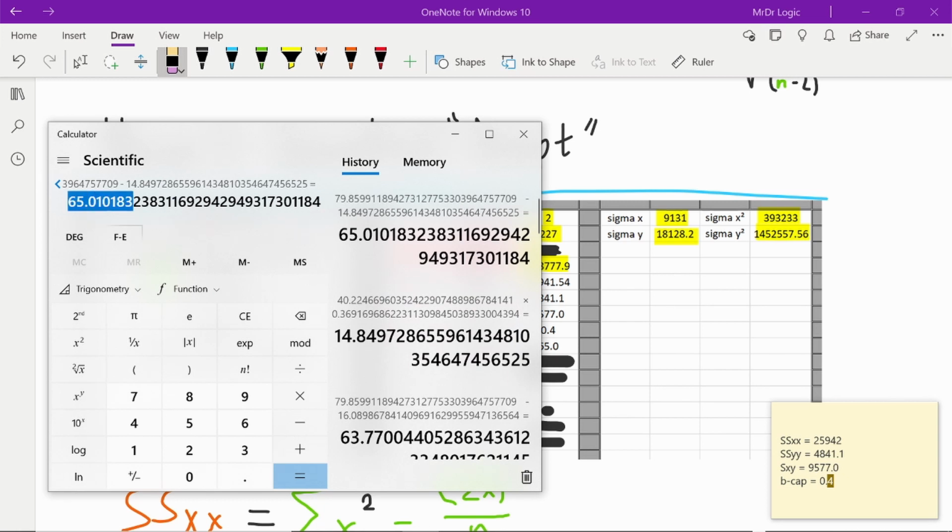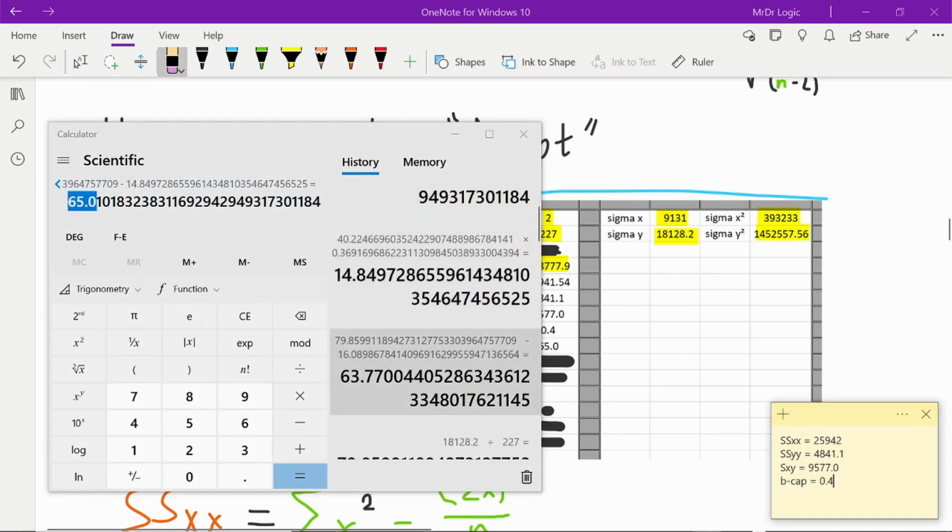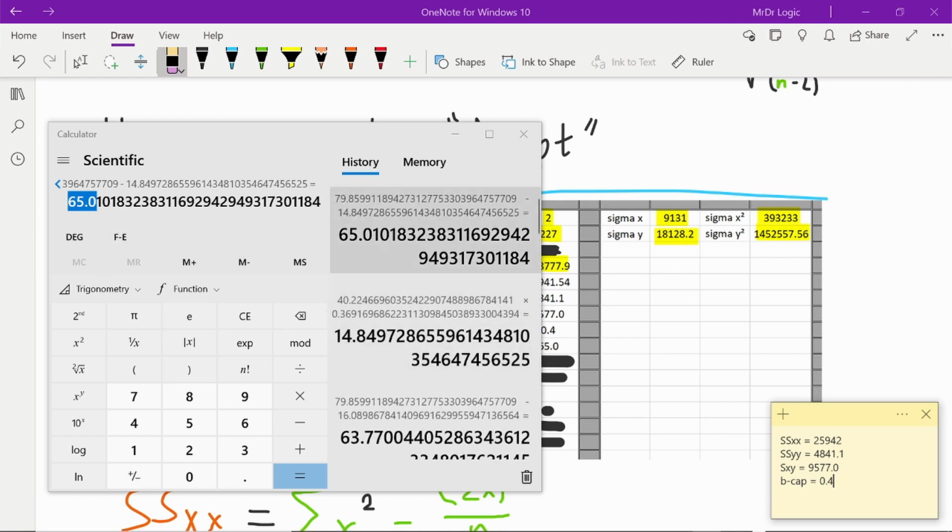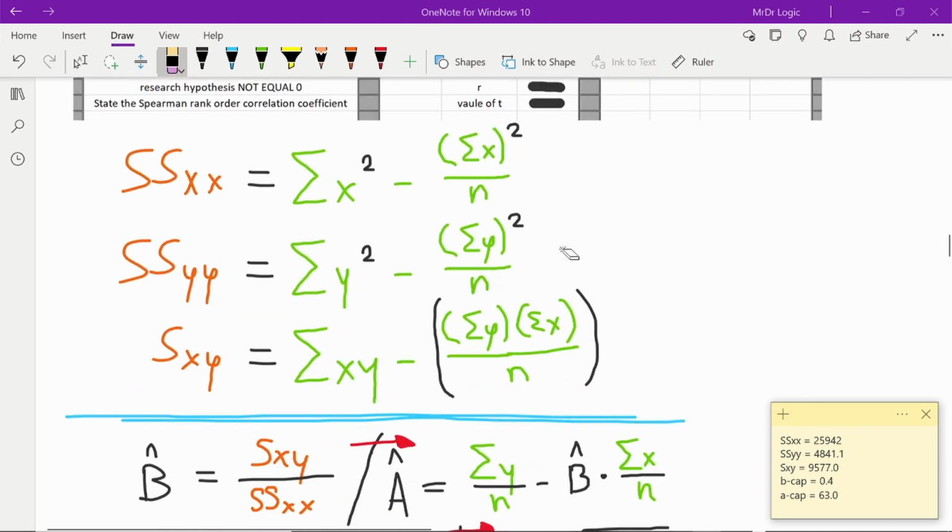There we go. See, that's technically the right answer. I was being cheeky, and that's why we came up with 63.77, which is incorrect. 65.01. This is technically the measurement position, but I was being lazy. So, A cap is equal to 63.0. And so now we continue down to the XY.